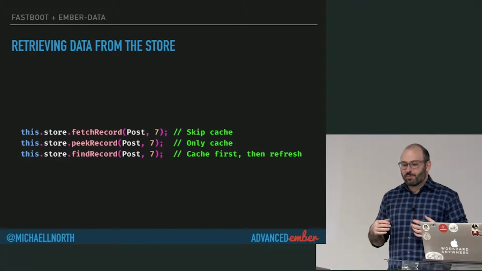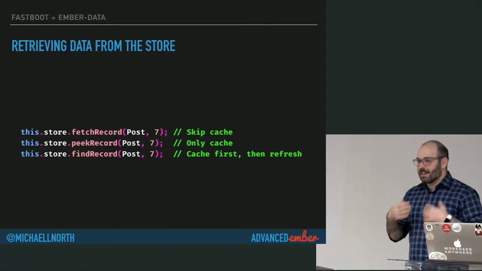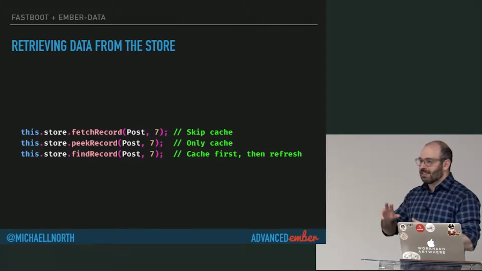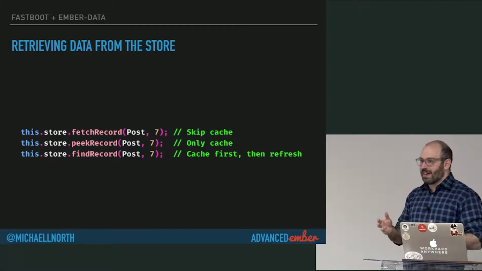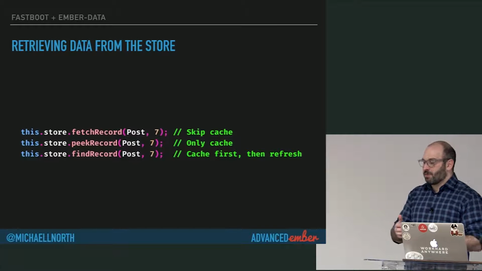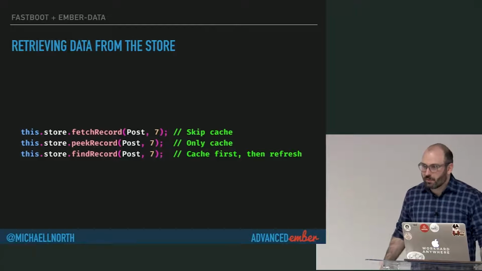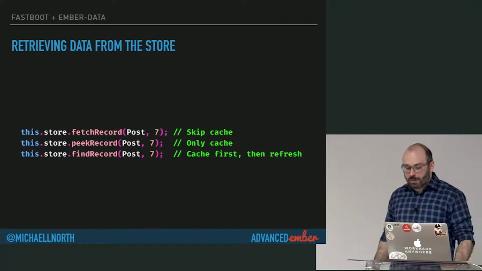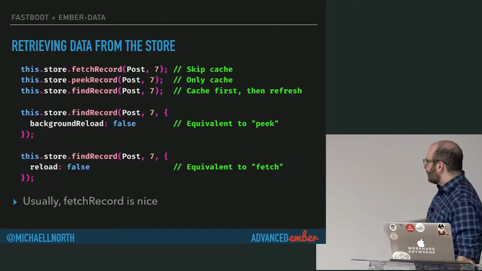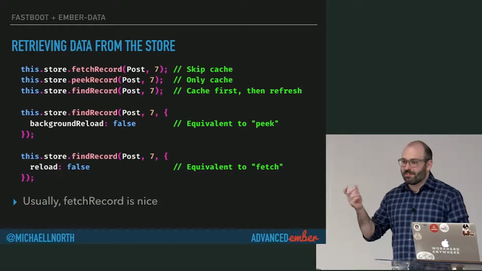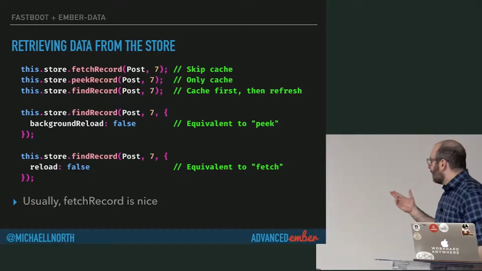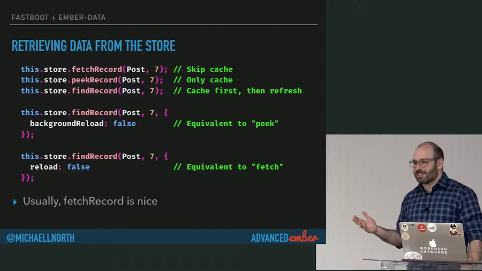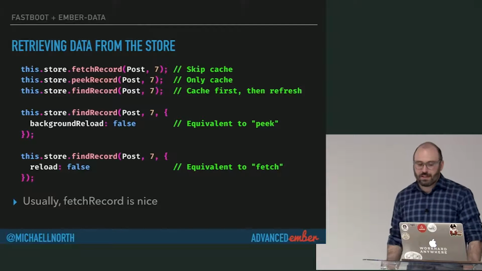And if you get the same data back, there will be no re-render. But if you get new data back, it'll just trickle back through via data binding, via one-way data binding. So find is kind of what you want to use most of the time. And as soon as you look into the API surface of find, the options you can pass in, you start to see that peek and fetch are just sugar on top of find with various options.